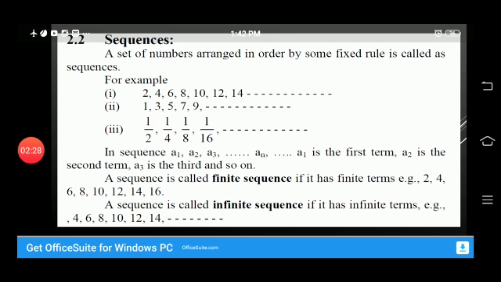There are two types of sequences, a finite sequence and an infinite sequence. A sequence is called a finite sequence if it has finite terms. For example, 2, 4, 6, 8, 10, 12, 14, and 16. At the end of 16, it has a full stop. It is not going on and on. There is no dot, so it is a finite sequence. An infinite sequence has infinite terms. For example, 2, 4, 6, 8, 10, 12, 14 and so on. It is going on, so it is an infinite sequence.